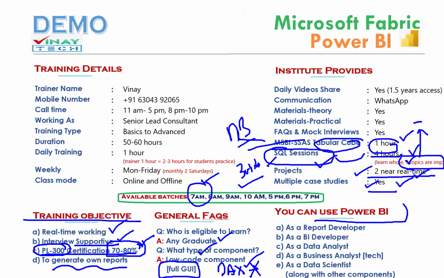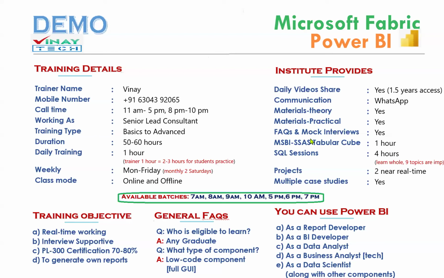You can use Power BI in these areas in the current IT industry. I'm talking about IT industry level. Power BI is suitable as a technical resource. These two come under technical roles: report developer, business intelligence developer. If you want to work as a report designer, a report building resource, then go for it.